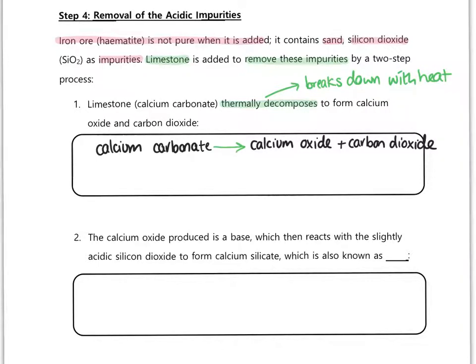I know it looks a little bit funny in that there's only one reactant on the left, but that's because the limestone, or the calcium carbonate, does not react with anything else. It just breaks down in the high temperatures that are used in the blast furnace. So let's try and write the balanced symbol equation for this.